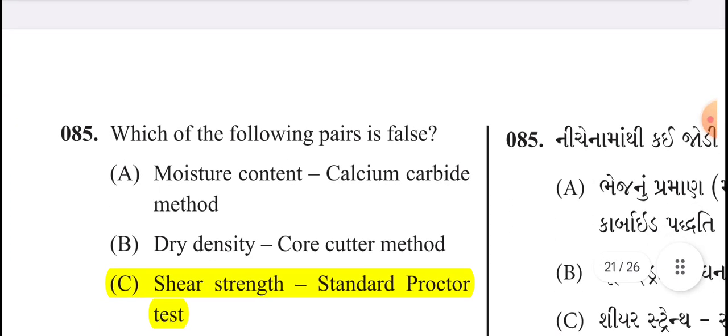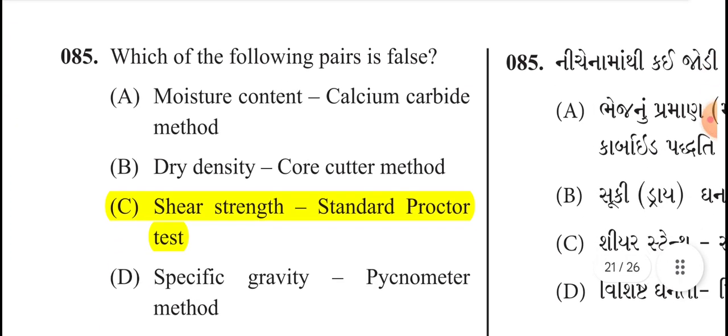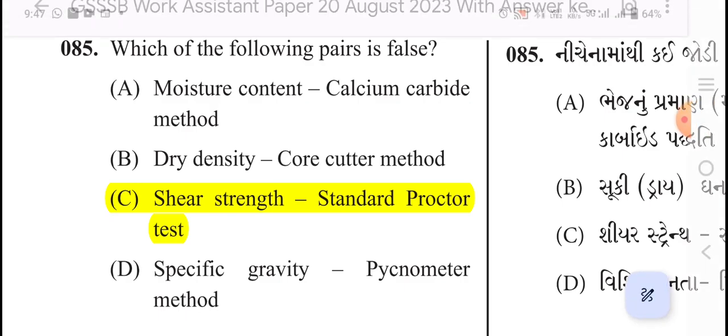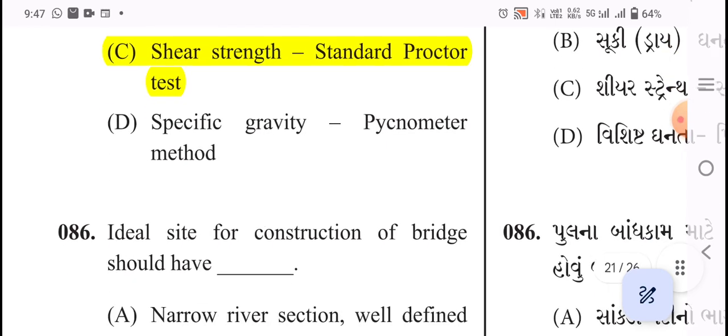Which of the following pairs is false? Moisture content, calcium carbide method; dry density, core cutter method; shear strength, standard proctor test; specific gravity, pycnometer method. Which of the following pairs is false? Shear strength, standard proctor test.